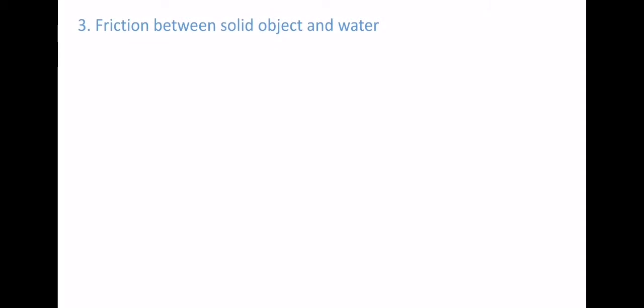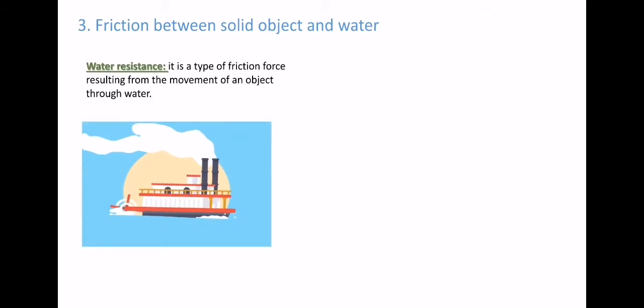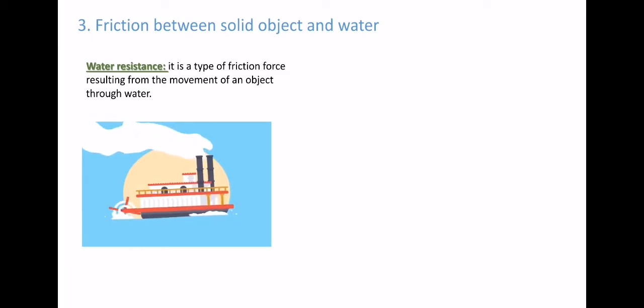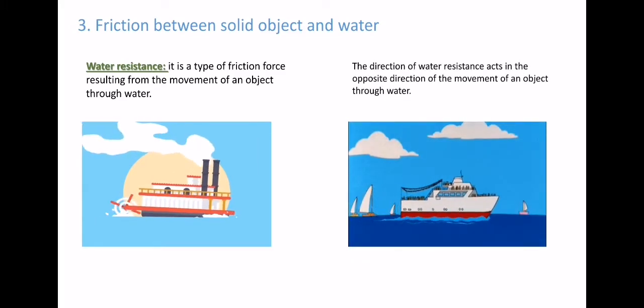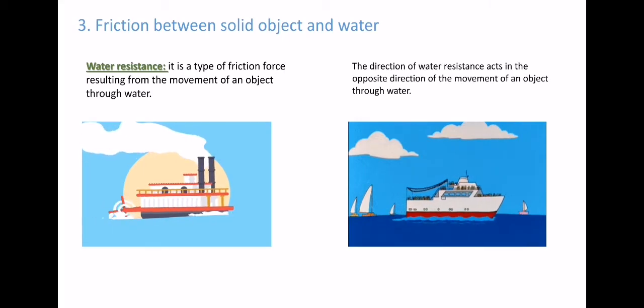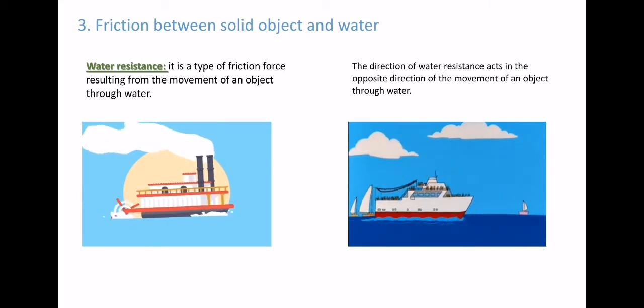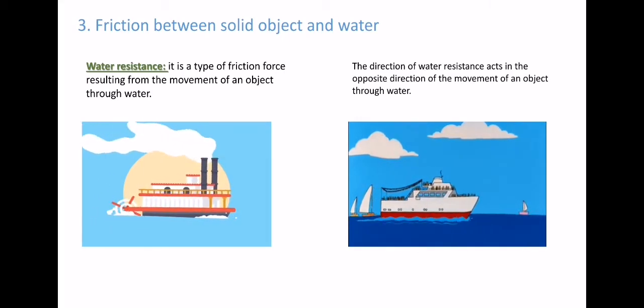Friction between a solid object and water. This is the third type of friction. Friction between a solid object and water is called water resistance. And it's a type of friction force that results from the movement of an object through water, like the ship. And the direction of the water resistance also acts in the opposite direction of movement of the object.